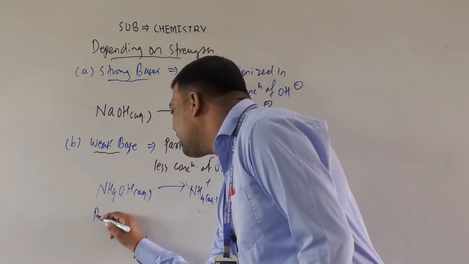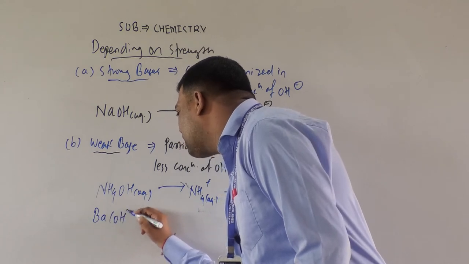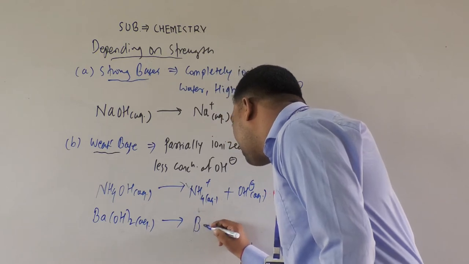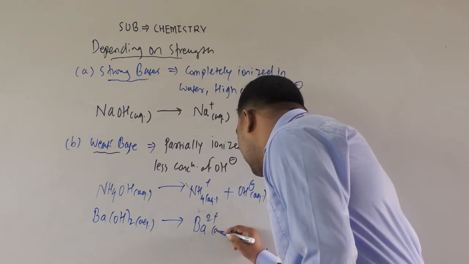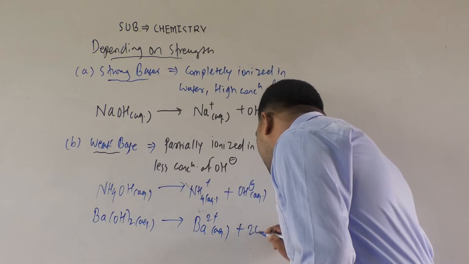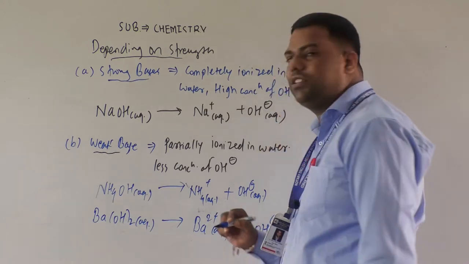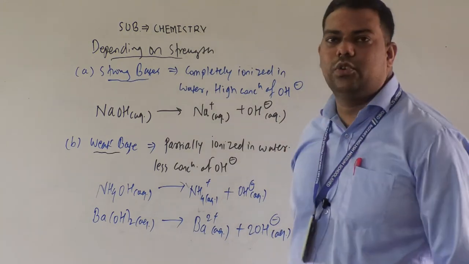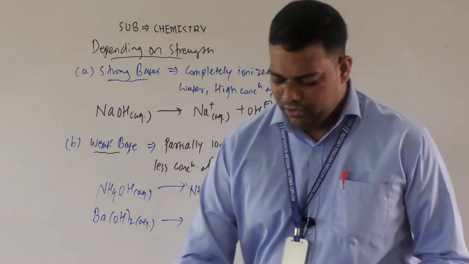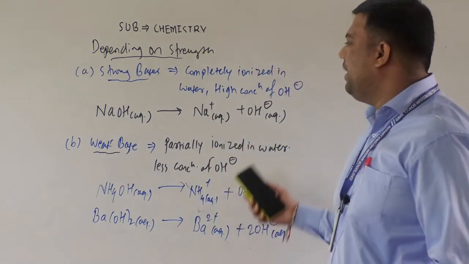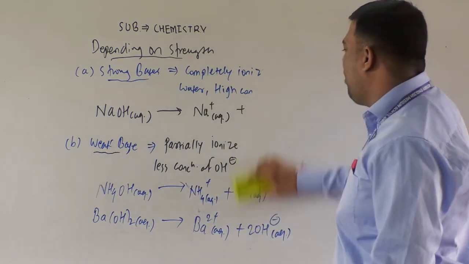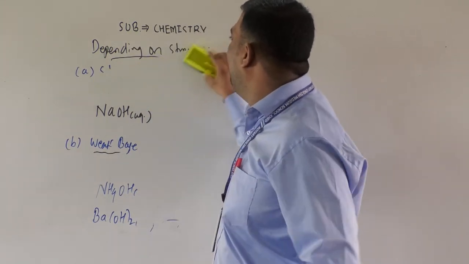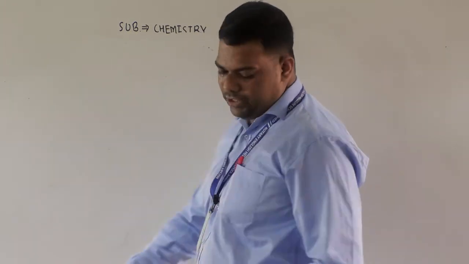Another we can write here is barium hydroxide aqueous, which gives Ba2 plus aqueous plus 2OH minus aqueous. Understood? So depending on strength, these are strong bases and weak bases. Now we will move towards our second classification.